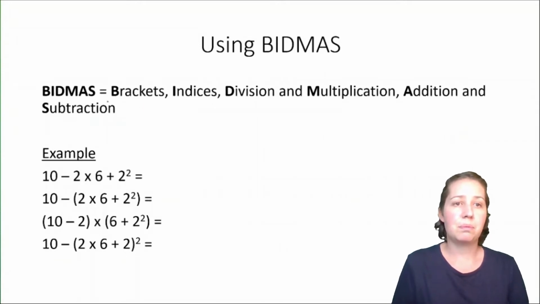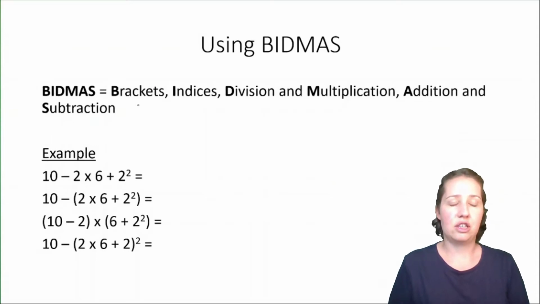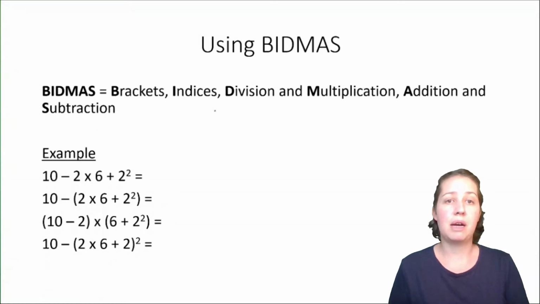So for the B, we've got brackets. That's the first thing that you need to do. Then we have indices, simply meaning the powers. Is it raised to the power 2? Is it raised to the power 3? After that, it's division and multiplication, followed finally by addition and subtraction. That is the order in which your calculator will do the things that you type into it.